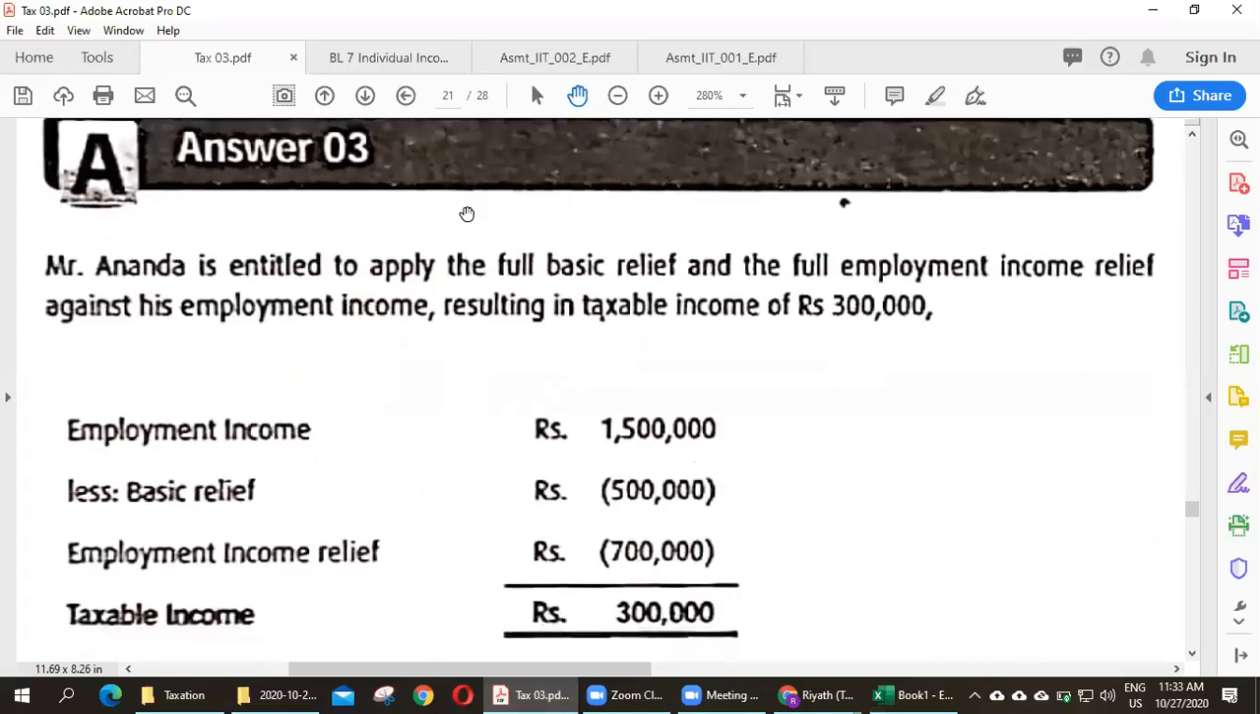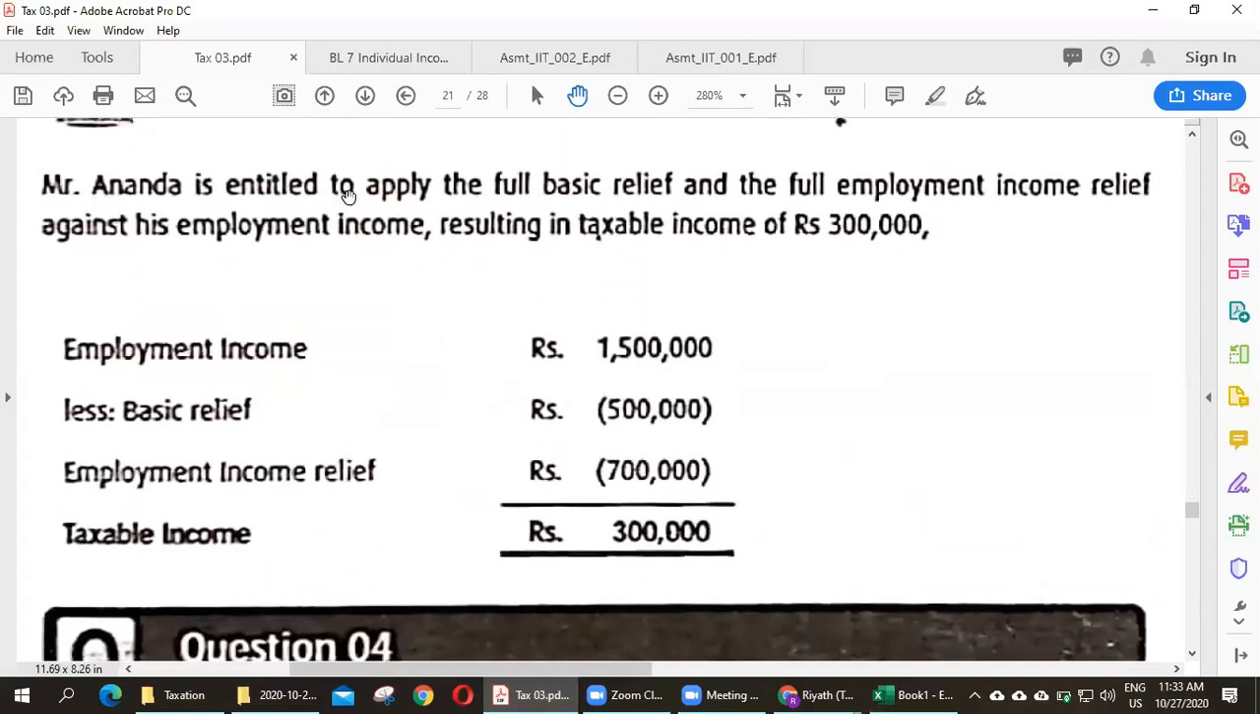See the answer. Mr. Ananda is entitled to apply the full basic relief and the full employment income relief against his employment income, resulting in taxable income equal to 300,000. How? Employment income equals 1.5 million, basic relief 500,000, employment relief 700,000, tax relief equal 1,000.